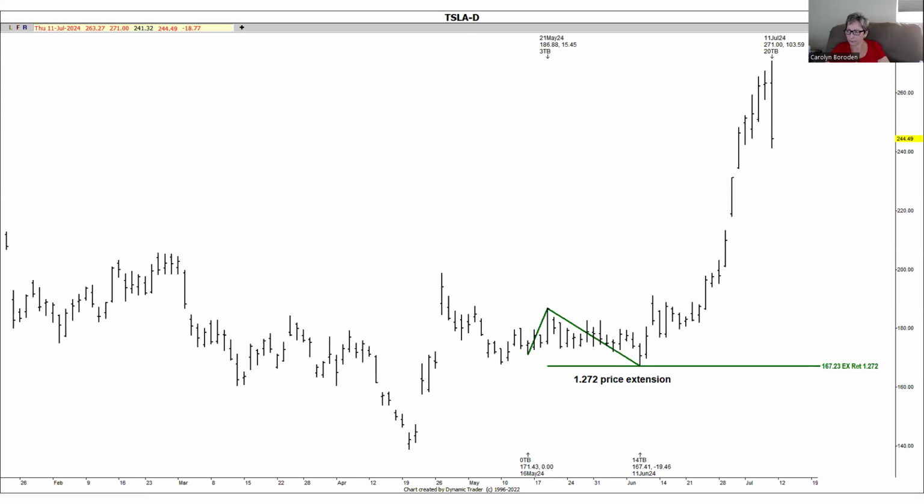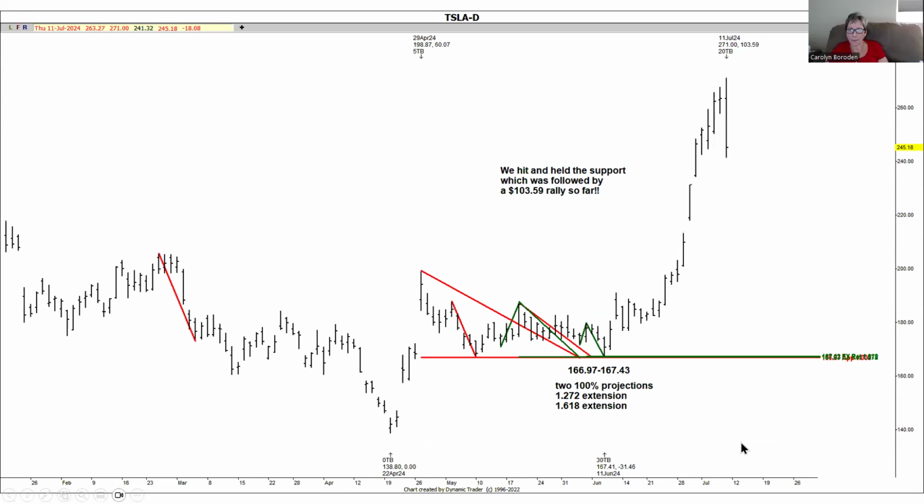And then still on the same chart, we had an extension of another swing. So it wasn't like this full swing, but it was this low to high, which is also valid. 1272 extension of that swing is 167.23. So basically, we had a price cluster, which included two 100% projections, a 1272 extension, and a 1618 extension.